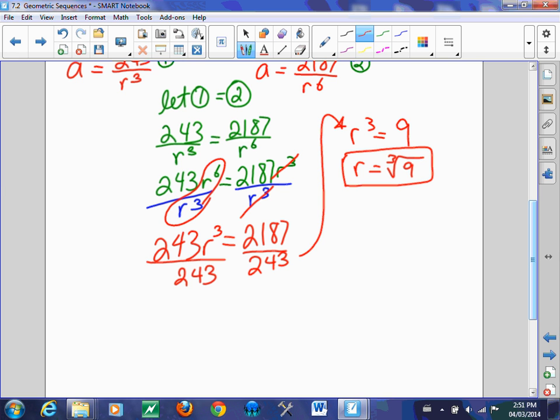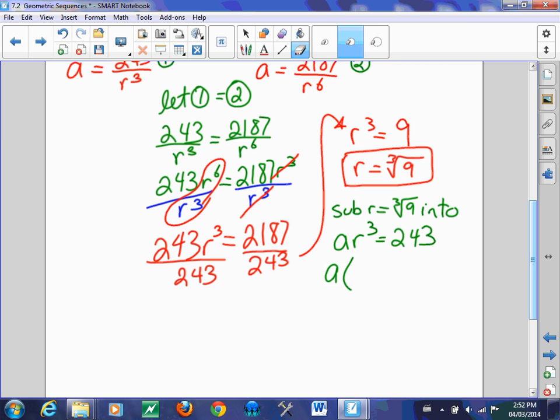Okay? Plug it in your calculator, you're not going to get a nice value, so let's leave it as an exact value. That's why we're using radical or rational expressions here. So what we're going to do now is we're going to sub r equals the third root of 9 into an equation. So let's take the first one. ar cubed equals 243. So we're going to have a, and subbing r in, be careful here, guys. I'm subbing r in, which is, I'll do that in different colors so you see. I'll do that in the red.